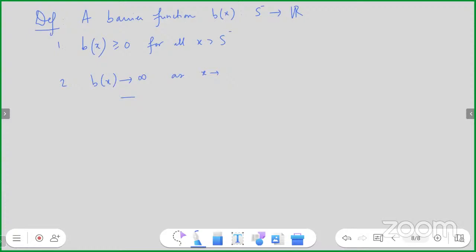So typically the boundary is defined as the boundary of S. As it approaches the boundary, b of x explodes. That's your definition. You can make it slightly stronger here to say, let's not make it bounded. It's not bounded, it's fine. S minus belongs to the interior, yeah.